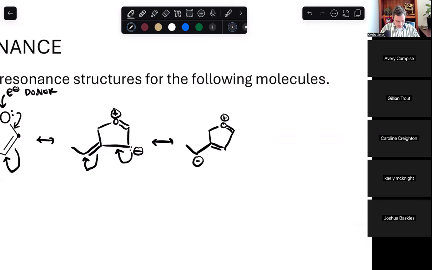In essence, what we're seeing, and you can see it pretty clearly here, is that this double bond and this charge are flipping positions, but because it's a negative charge, we have to push the arrows from the negative charge through the bond.